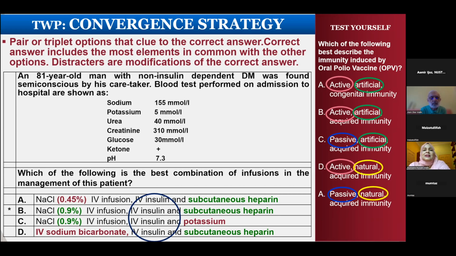You get me? The subcutaneous heparin comes in 3 options. Option A will be removed by the students because NaCl is 0.45%, while D will be removed because it is the sodium bicarbonate intravenous. The 2 options which are left are in between these two, but over here the option is potassium. So subcutaneous heparin, IV insulin, and 0.9% sodium chloride infusion fits into all these three options, is the most commonly used, so it will be the correct answer.